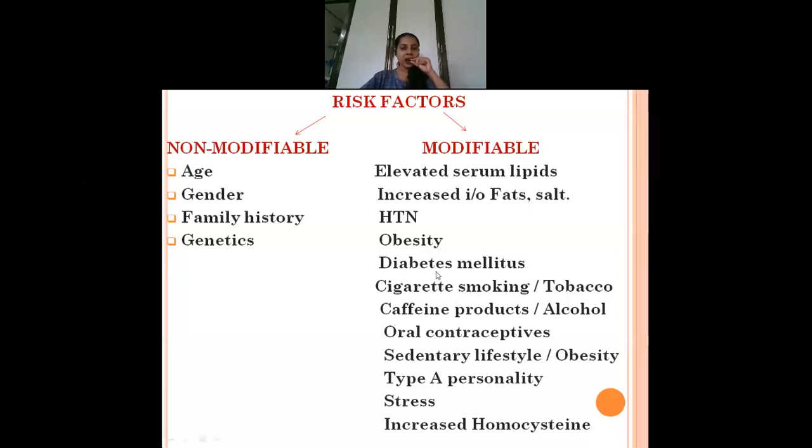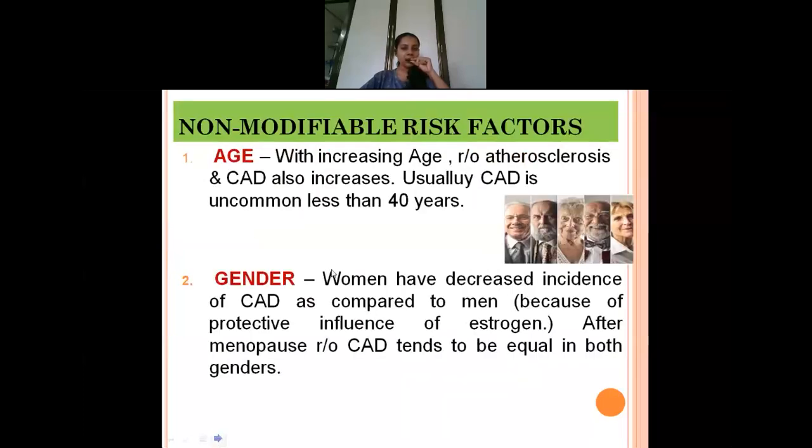Then diabetes mellitus, those who are smoking cigarettes or chewing tobacco and products, taking a lot of caffeine, okay, alcoholism, excess alcohol intake, people who are on oral contraceptives, those who lead a sedentary lifestyle, obese people, type A personality, that I will deal with later. Then excess stress or strong emotions and increased homocysteine levels. So these are all modifiable risk factors. Okay. Now we will see regarding each one of them.